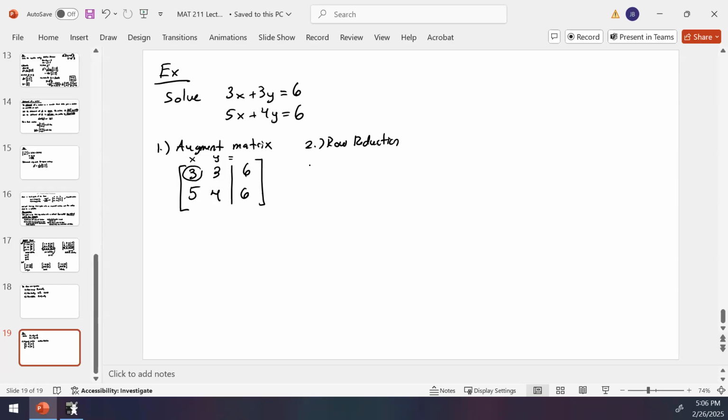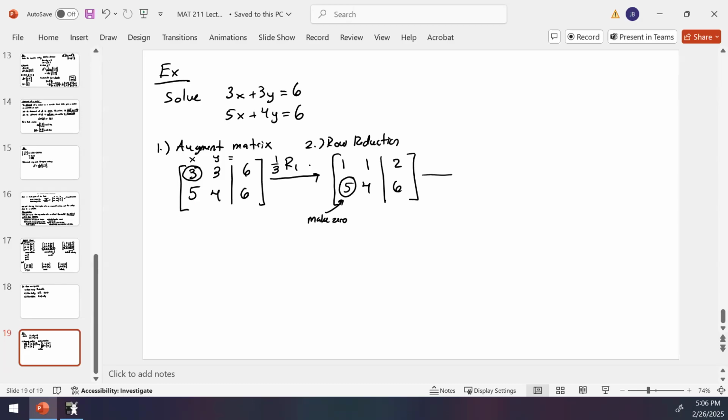So I'm going to take row number 1 and multiply it by 1/3, or you could divide it by 3 if you want to do it that way. And so I get 1, 1, 2, 5, 4, 6. I didn't even talk about row 2, so just write it down first. If you don't mention a row, I'd always write it down first. Okay, the next number I want to eliminate is this 5. I want to make it 0.